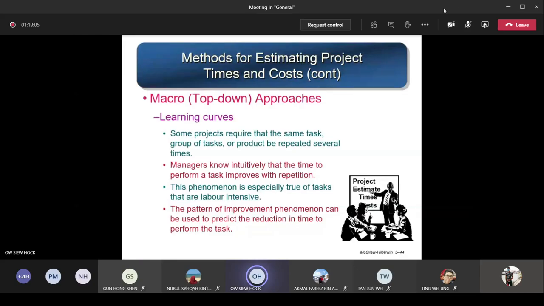If the person is doing manual, labor work, let's say doing packaging, you're packing, let's say, cupcakes. Every day you do packaging, you become faster and faster. You become very skillful. So this is called the learning curve, understand? The pattern of improvement can be used to predict the reduction in time to perform the task, because as you become faster and faster, the time to finish your task is reduced. After doing it many times, the time to finish your task is greatly reduced because you have become very skillful.